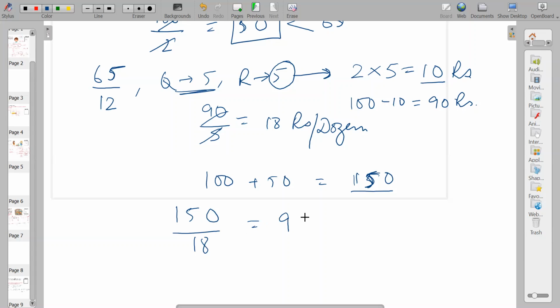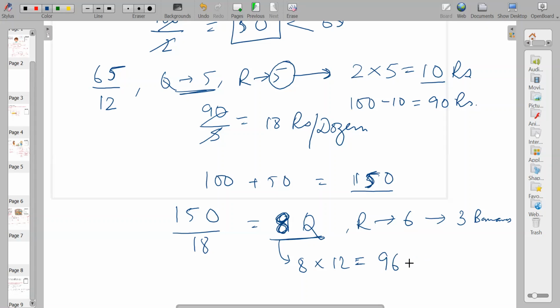The quotient is 8, right? 18 into 8, sorry, 18 times 4 is 72, plus 72. Correct. So the quotient is 8 and the remainder is 6. Yes, sir. For this 6 rupees, he will get 3 bananas, right? And for these 8 dozens, he will get 8 into 12, which is 96 bananas. Correct. So 96 plus 3, he will get 99 bananas overall.